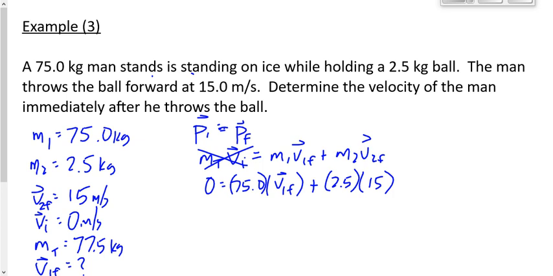So let's solve for V1F. This is 2.5 times 15 is 37.5. Take it over to the other side by subtracting. Divide by 75, and V1F will be negative, I believe it's 0.50. Is that right?